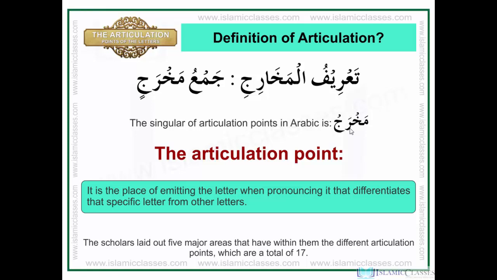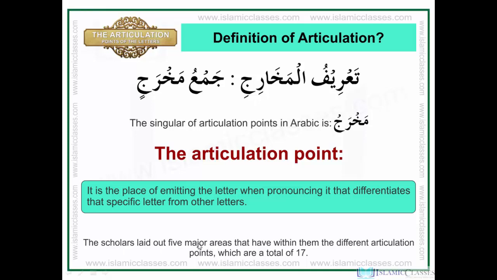From one Makharij, from one articulation point, we can deliver one letter sound, two letter sounds, or three letter sounds. The articulation points are called Makharij. Makharij is the plural and Makhraj is the singular. The scholars laid out 5 major areas.